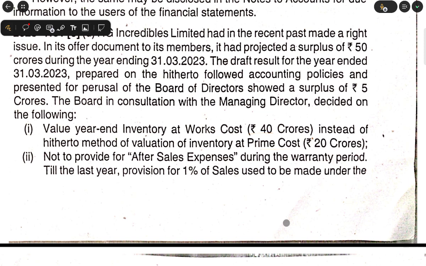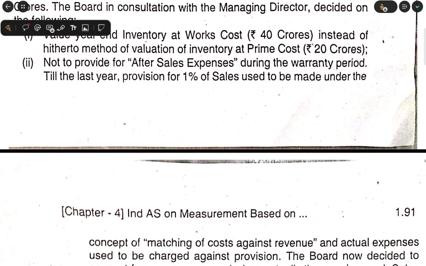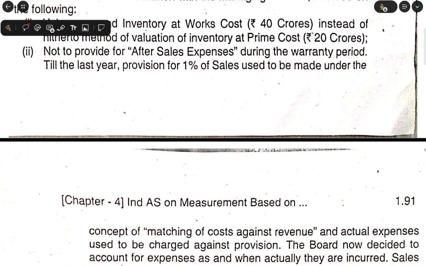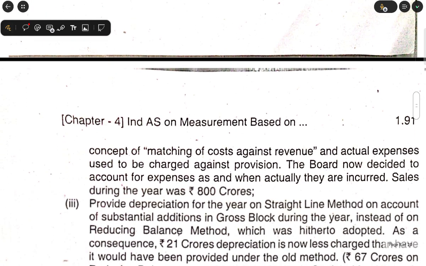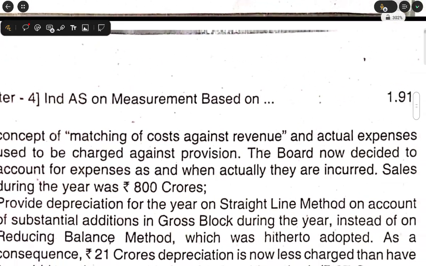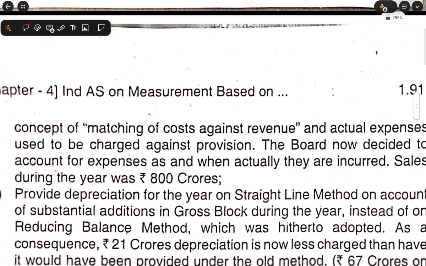As per the valuation of inventory, the cost or fair value, whichever is less, should be taken. The inventory includes work cost, that is, work in progress cost is also added there, but only the prime cost is added. So the inventory that includes work cost should be added. Not to provide for after-sale expenses during the warranty period, which till last year was made at 1% of sales under the concept of matching the cost against revenue. The actual expenses are used for charge against the provision.